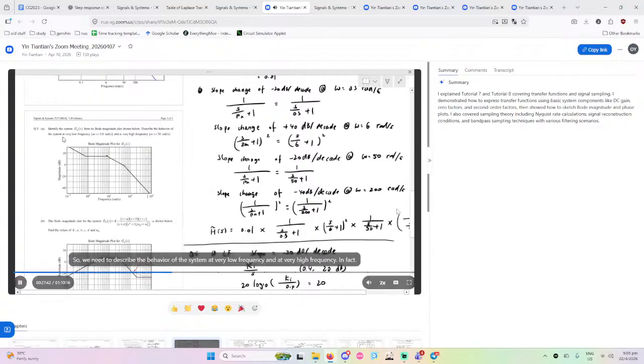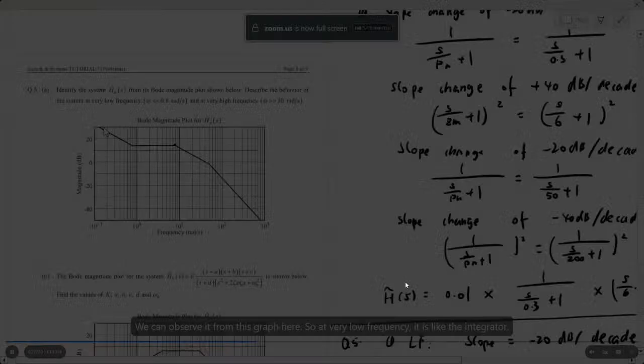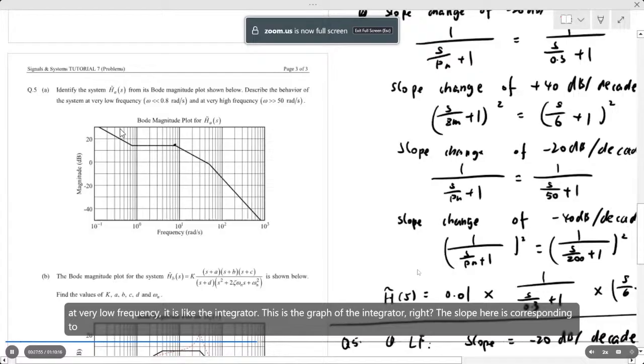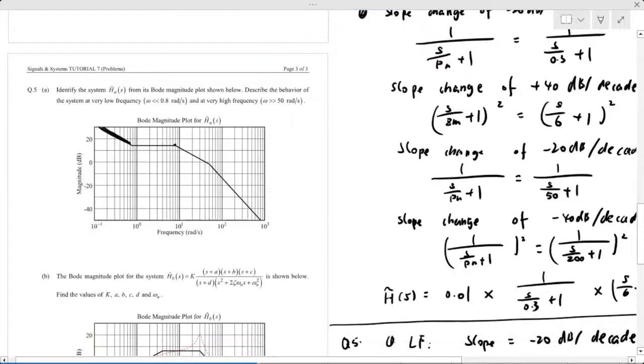So we need to describe the behavior of the system at very low frequency and at very high frequency. In fact, we can observe it from this graph here. At very low frequency, it is like the integrator. This is the graph of the integrator, right? The slope here is corresponding to the integrator.